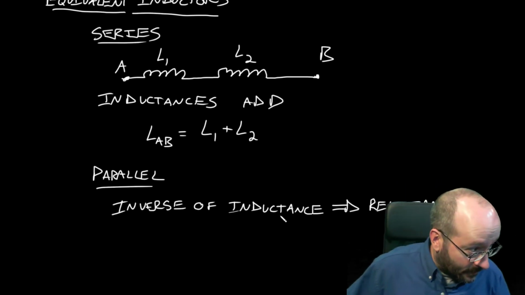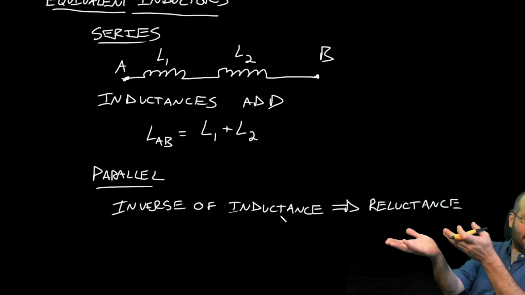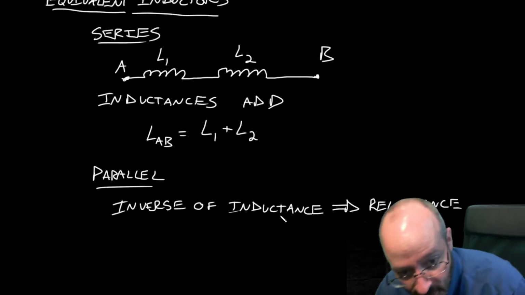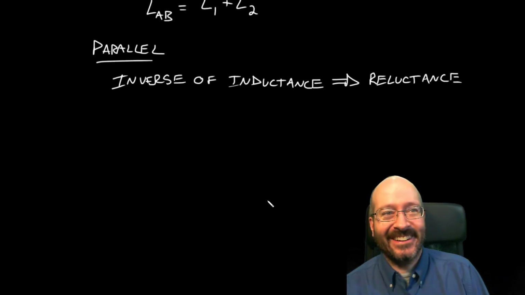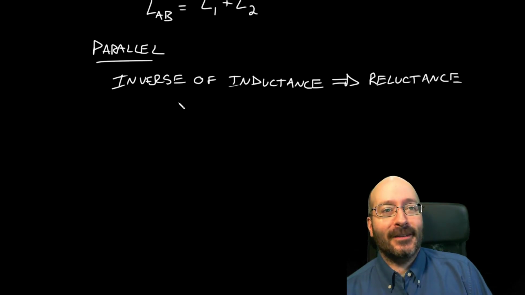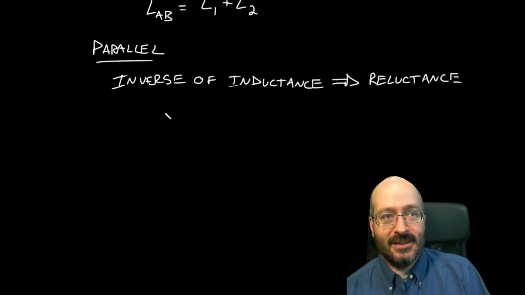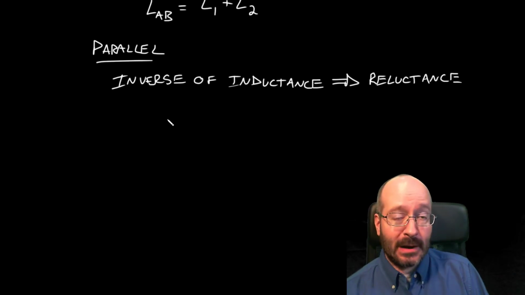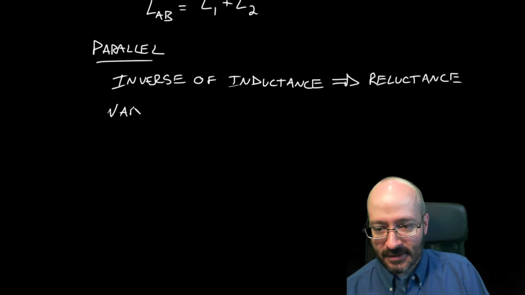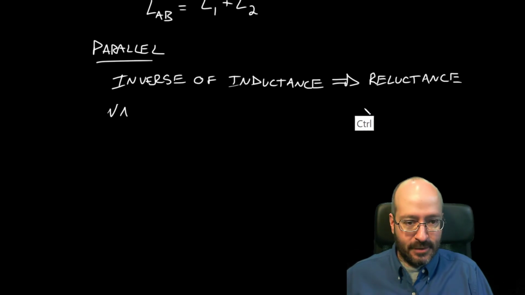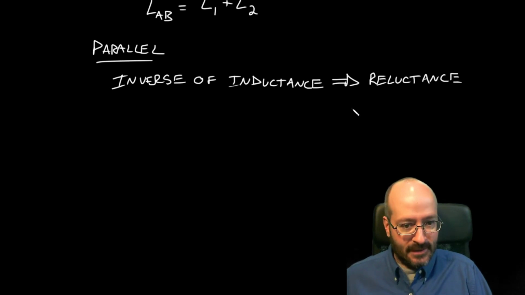Okay, reluctance. Now let's just get that up a little higher. When the two inductors are in parallel, the reluctances are going to add. So the variable for reluctance, I guess I should get it over here under the word reluctance.